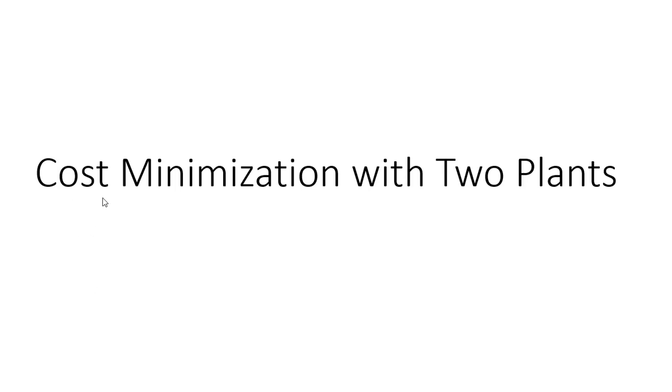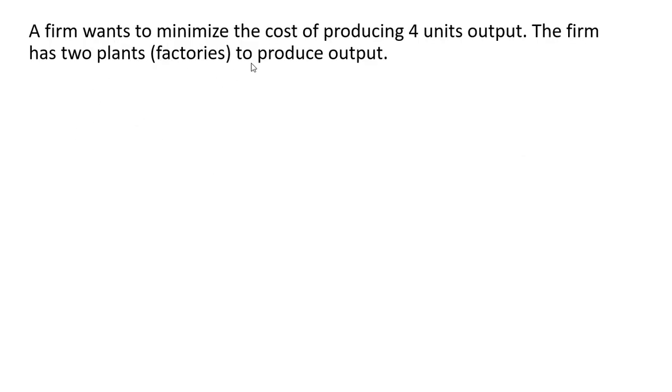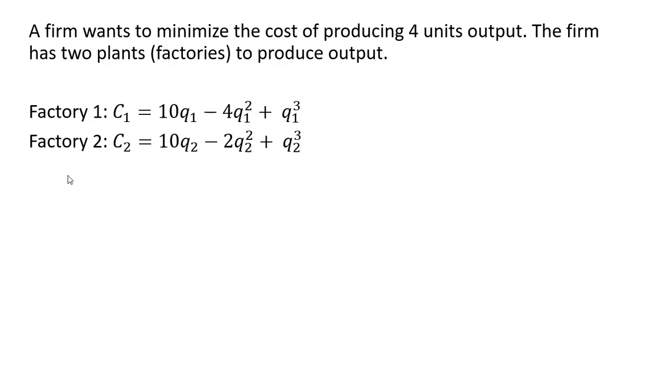In this video, we're going to look at cost minimization when a firm has two plants. So a firm wants to minimize the cost of producing 4 units of output. The firm has 2 plants to produce this output, or 2 factories. In plant 1 or factory 1, the total cost of production is given by the following. And in the second plant, the total cost of production is given by this equation.